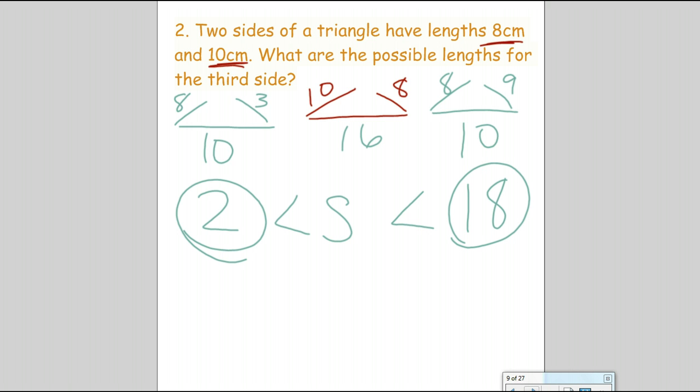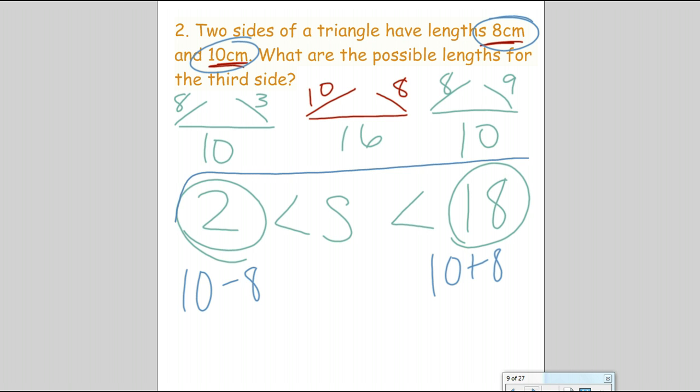So how do we come up with these numbers? How do you form a 2 if we've got 8 and 10? Where did the 2 come from? You should subtract them. Yeah, Megan, good job. 10 minus 8. We subtract them. Where did the 18 come from? You add them. That couldn't get easier. Add the 2 numbers, that's your max. Subtract the 2 numbers, that's your min.